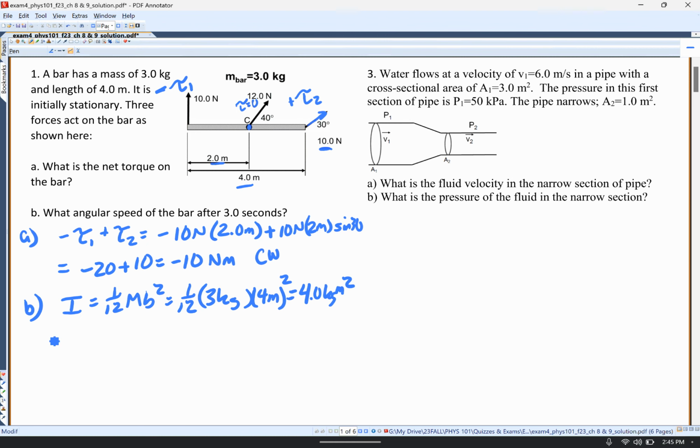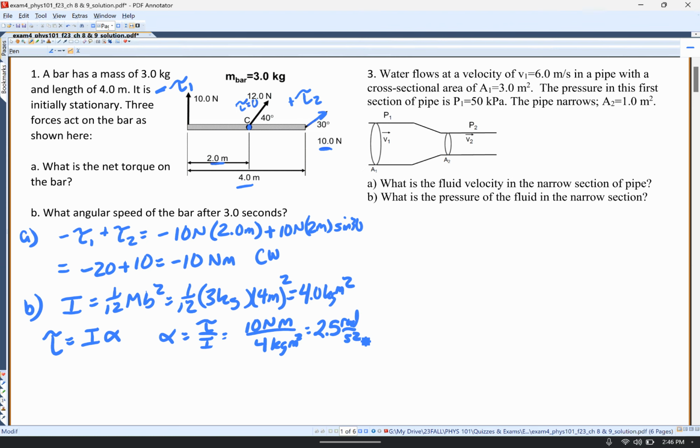So we've found the moment of inertia, and then I say that the torque is equal to I times alpha. And so alpha, the angular acceleration, is torque over I. That's going to be 10 Newton meters divided by 4. 10 over 4, that's 5 over 2. That's 2.5 radians per second squared.